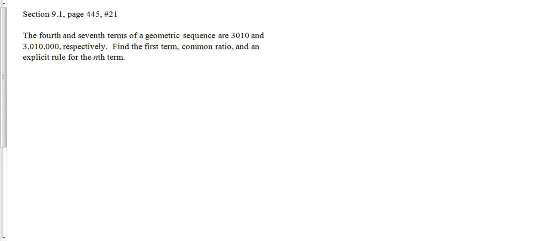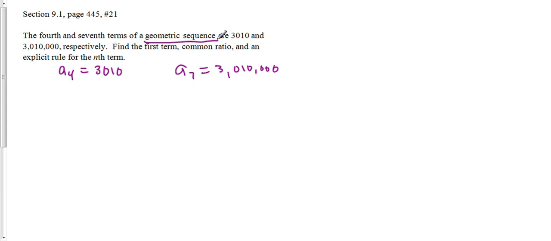Now, I always think a good way to start a problem is to identify the things that we're given or the things that we know. So we are told that the fourth term, A4, is equal to 3010, and the seventh term, A7, is equal to 3,010,000. We're also told something else important, and that is that we're dealing with a geometric sequence.